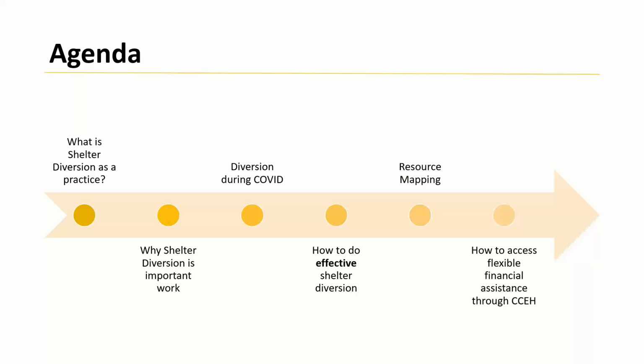Our agenda for this afternoon, again, we have quite a bit of content to go through. We're going to discuss what shelter diversion is as a practice, why shelter diversion is important work, a specific focus on the changes that have happened within the past 6 to 9 months due to the current pandemic. The how-tos is really important on how to do effective shelter diversion. We'll talk a little bit about resource mapping in your local communities. And then lastly, how to access our flexible financial assistance programs.